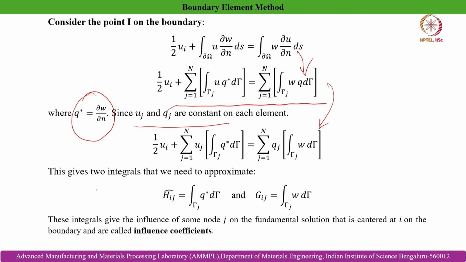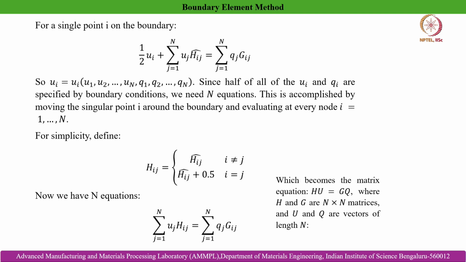So this gives two integrals that we need to approximate, which we term H i j and G i j. We term the integral over tau j of q asterisk d tau as H i j, and the integral over tau j of w d tau as G i j. These integrals give the influence of some node j on the fundamental solution that is centered at i on the boundary, and are called influence coefficients.